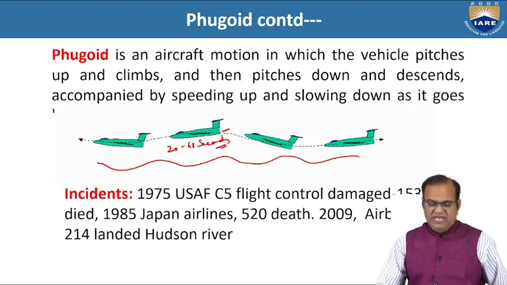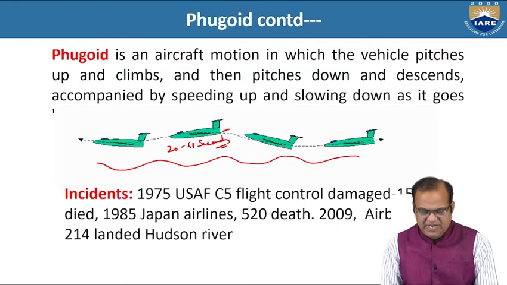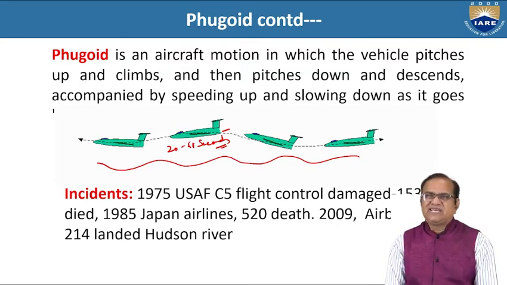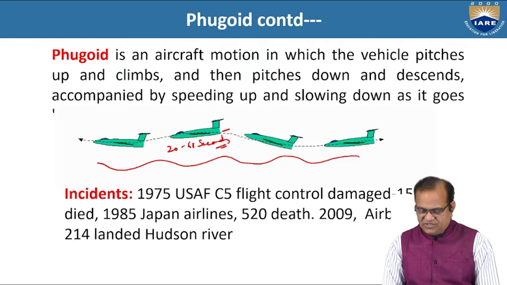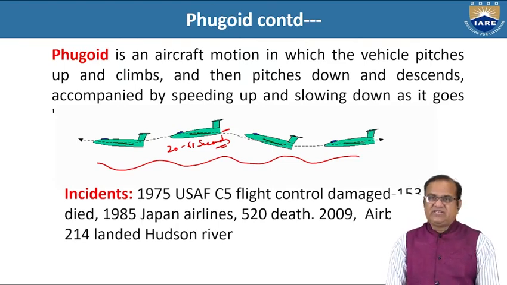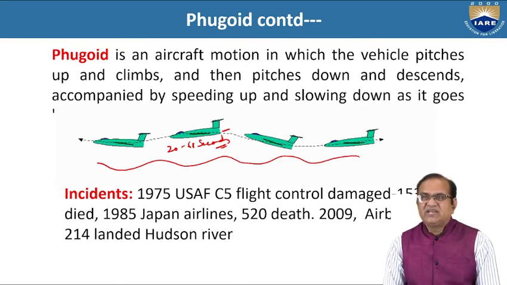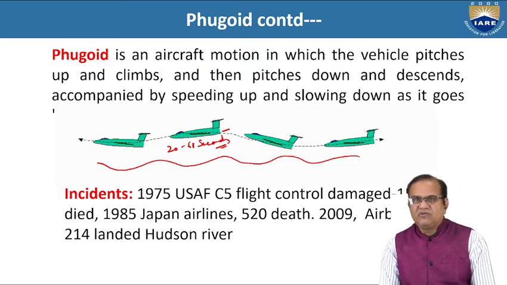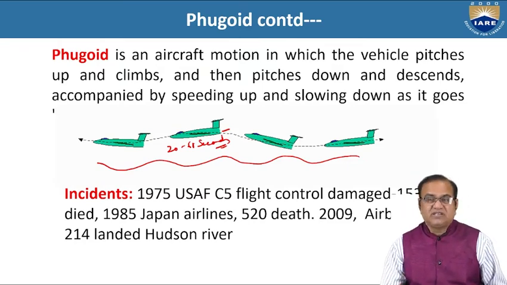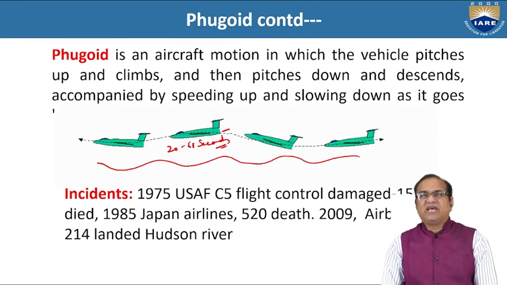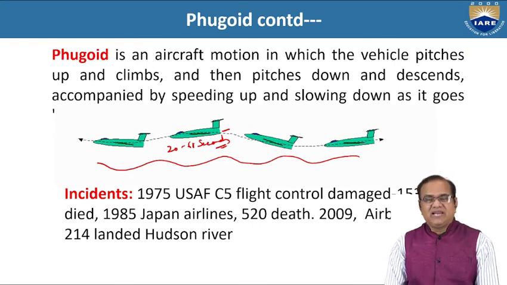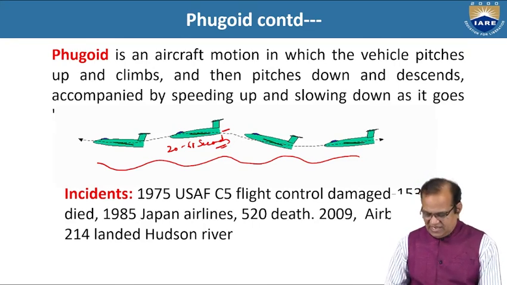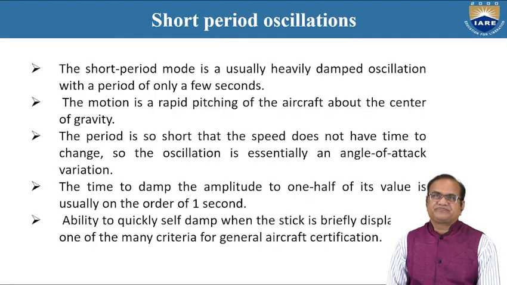Okay, some previous incidents. In 1975, US Air Force C-5 flight control damaged, 153 died. In 1985, Japan Airlines 520 deaths. In 2009, Airbus 320, 212 landed in Hudson River. So, these are a few important accidents which took place due to the phugoid mode and which could not be controlled by the pilot, and these things can happen to any aircraft.